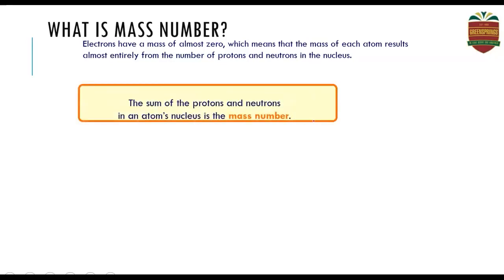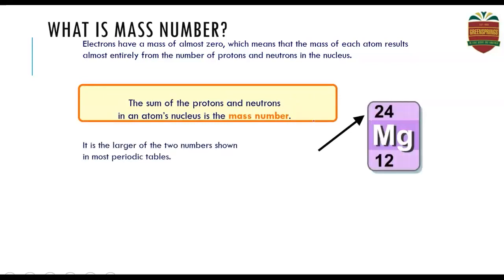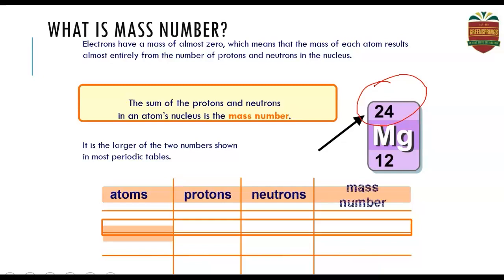So the sum of the protons and neutrons in an atom's nucleus is the mass number. Okay, so this time around, the mass number is the larger of the 2 numbers shown. And this mass number is gotten from the protons and the neutrons that are in the nucleus of the atom. You need to add both of them together. So let's take a quick practice.